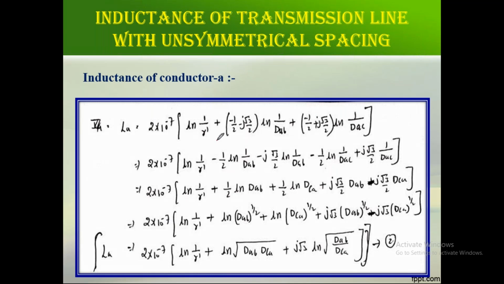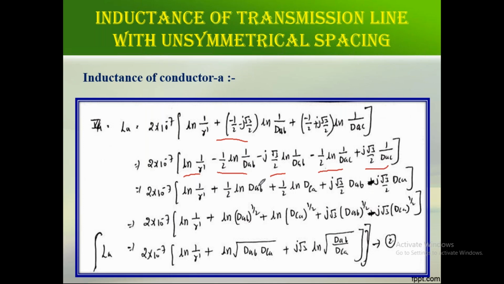So from this term, I'm separating the minus 1 by 2 term, and j root 3 by 2 separately. Similarly here, so finally we will get 4 terms: 1, 2, 1, 2. So 4 terms. The minus 1 by 2 is common here. So after splitting this equation, we will get the 4 terms.